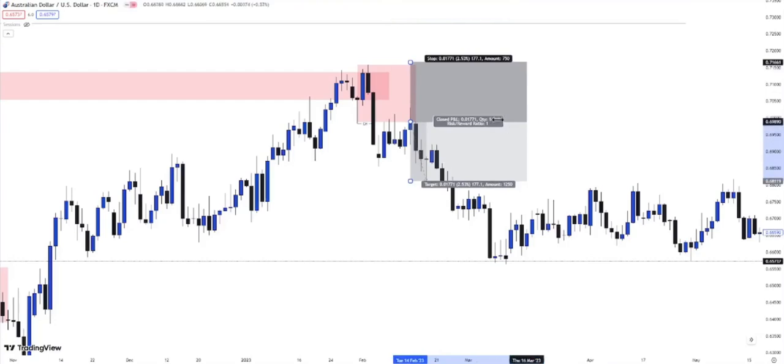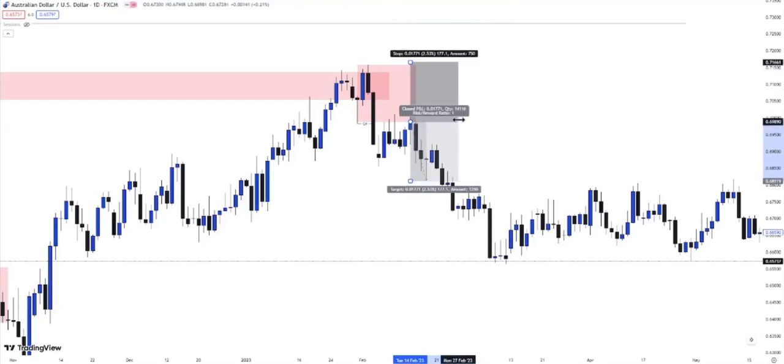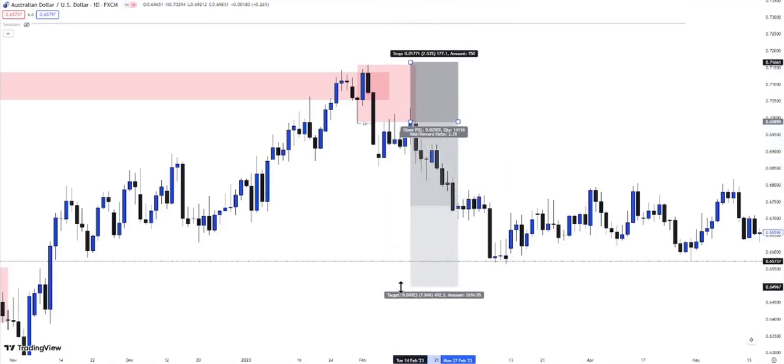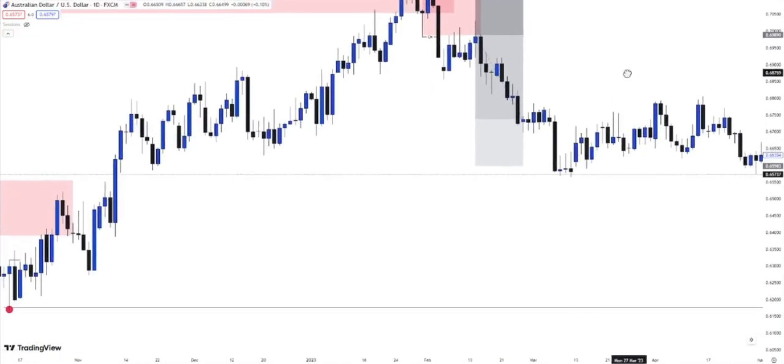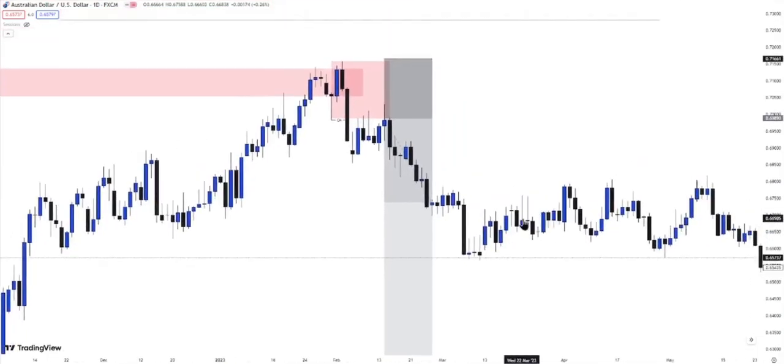Where would be your target? Your target will be this low, your major structure low. Your target first of all will come to this low, you move your stop loss to break even, but your ultimate target is this low here, this major structure low here. That's your ultimate target here. Okay, I want you to understand that. That's your ultimate target. That's the first trade you would have taken on the internal structure.